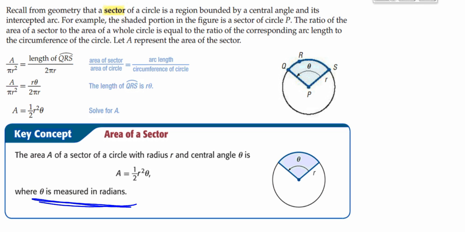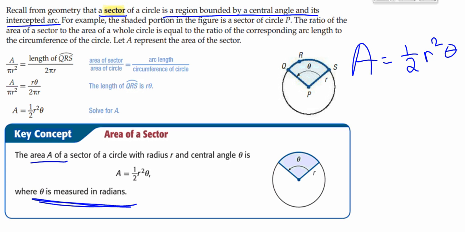So a sector is a chunk of the circle that is a region, and it's along the lines of area. A sector is a region bounded by the central angle and its intercepted arc, so a piece of the pie, so to speak. And so we're going to find the area of the sector of a circle. A equals 1/2 r squared theta. There's a little bit of an explanation here, but I just want to make sure that I get through this.